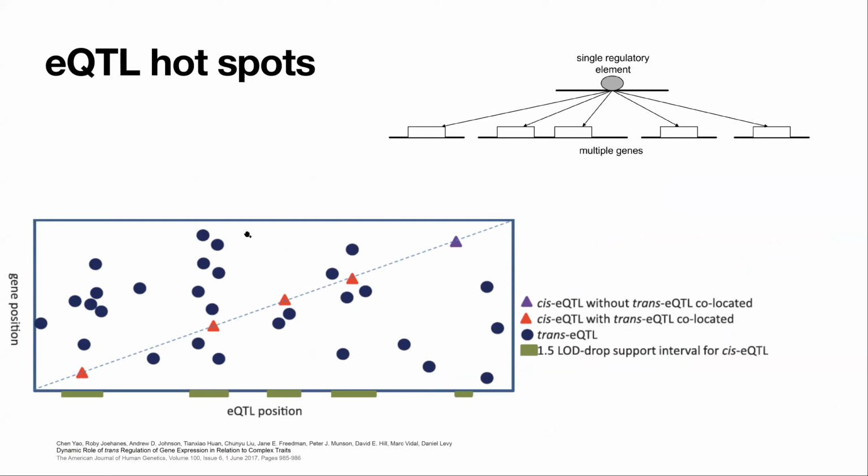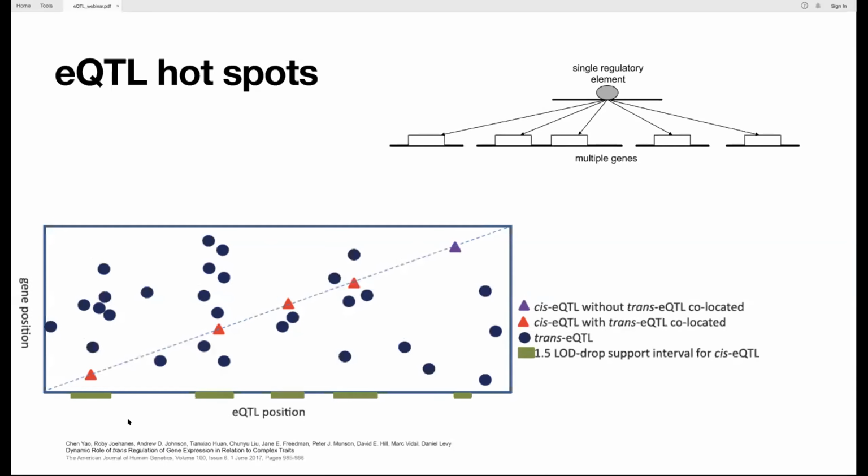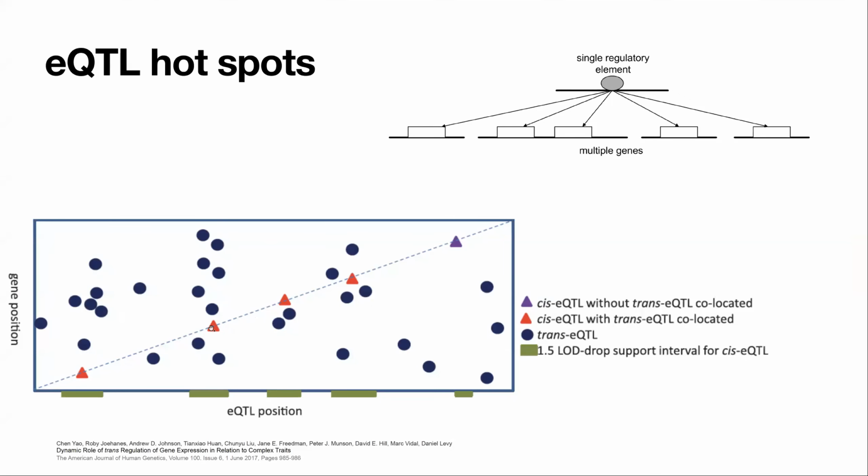We can also conceptualize it again, going back to my favorite example of a transcription factor. If the red square or red triangle here is a transcription factor physically located in its own cis eQTL, it may be creating a trans eQTL for many genes. So these blue circles represent genes that aren't physically located near the eQTL, but are controlled from that region.